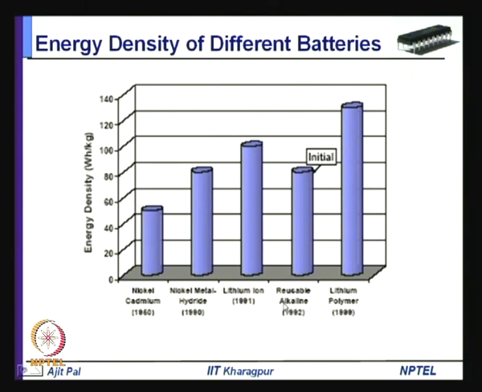And reusable alkaline batteries, which are not commonly used in portable systems, were used earlier. Initially it gives you good energy density, but not as high as lithium ion. And that lithium polymer, which is an emerging technology, as you can see, it can give you 120 watt hour per kg, but this technology is not yet matured and not commercially available. So, we have to really use one of these three, nickel cadmium, nickel metal hydride or lithium ion, in our portable battery operated systems.